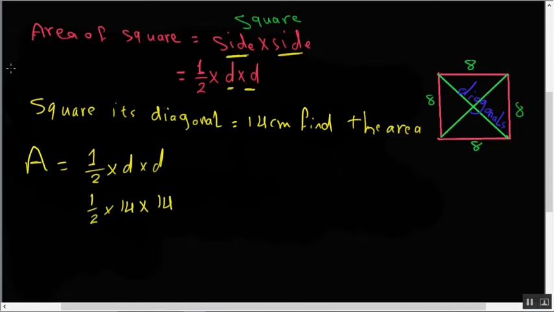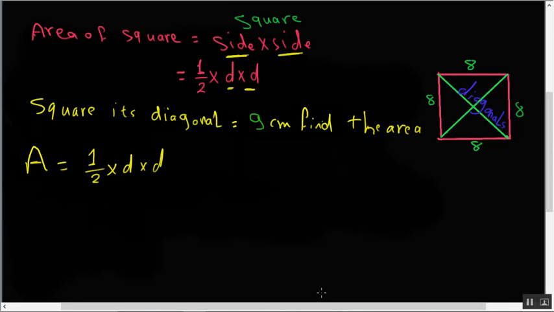We can cancel together. We can say 14 divided by 2 will be 7. After that we can say 7 times 14. 7 times 4 equals 28. We write 8 and carry 2. 7 times 1 equals 7. After 7, 8, 9. So it will be 98 square centimeters.